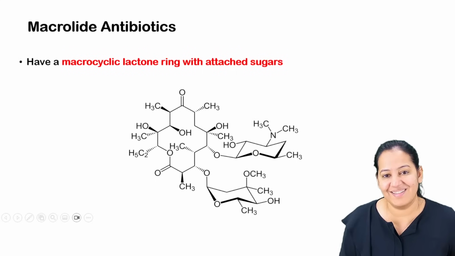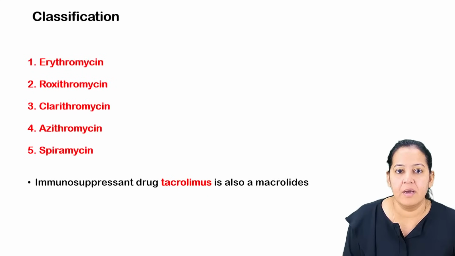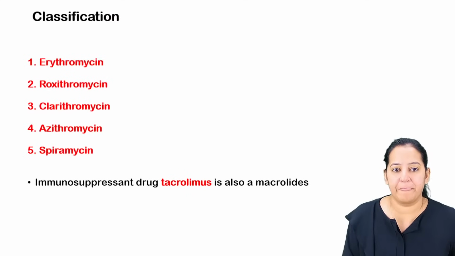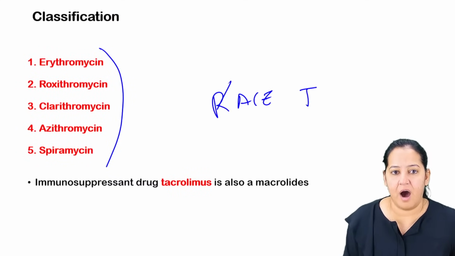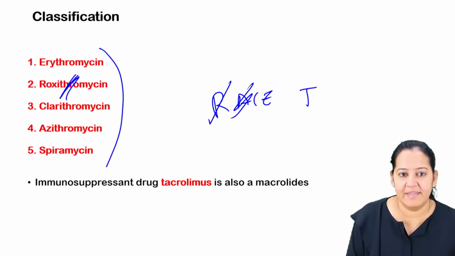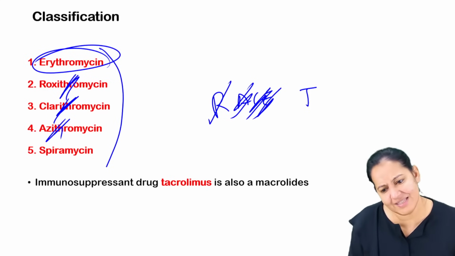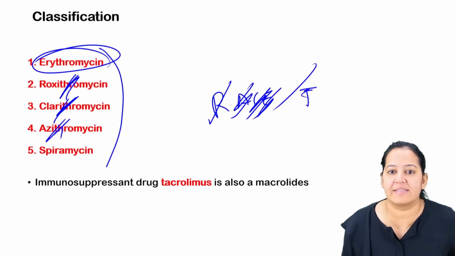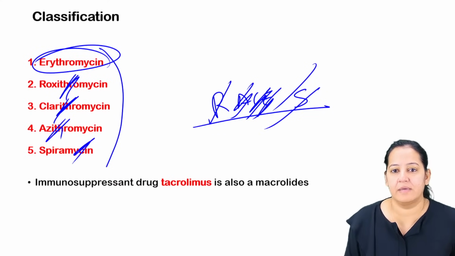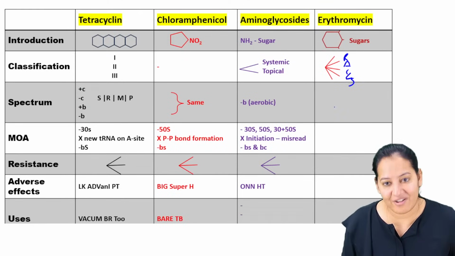Coming to the last one, erythromycin. The last one is erythromycin. It is one of the macrolides. Classification: these all are macrolides. There are 5 macrolides. The mnemonic is RACES. R is roxithromycin. A is azithromycin. C is clarithromycin. E is erythromycin. The main one is erythromycin, or you can learn all. And S is spiramycin. So the 5 are there. You can learn RACES, R-A-C-E-S.